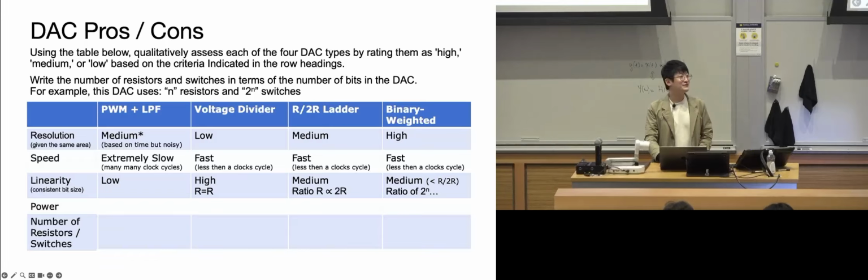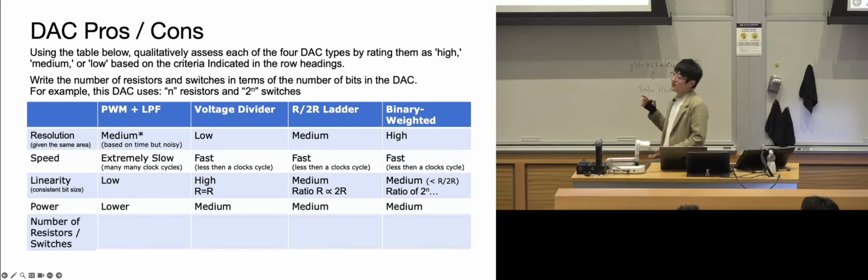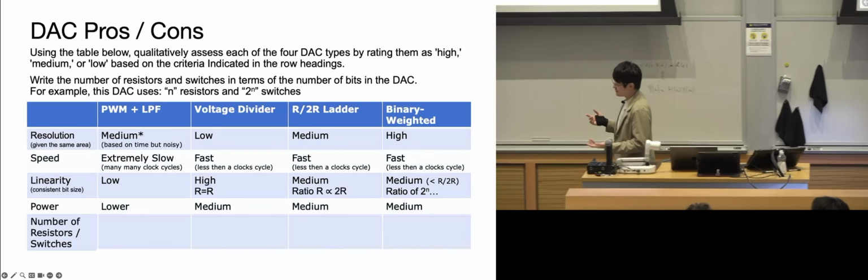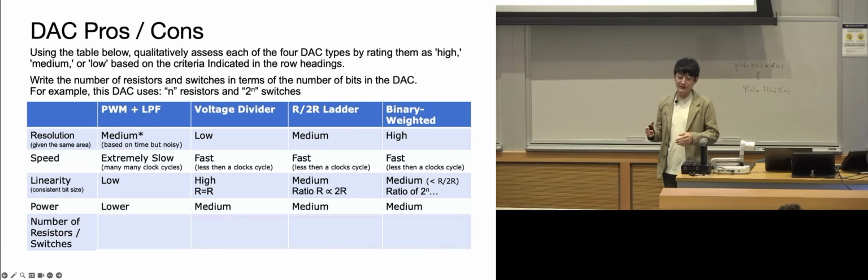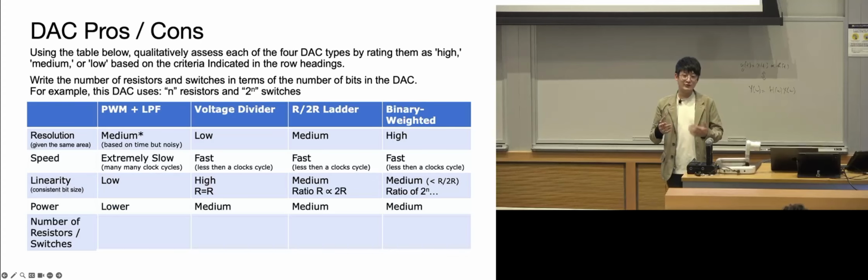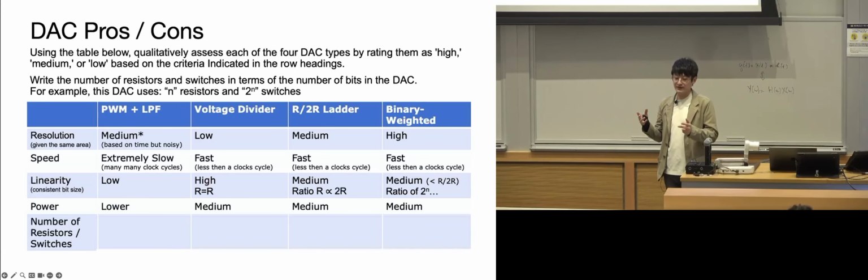The power consumption. Anyone? Okay, I will just give out the answer here. The PWM is actually quite low, because one thing that microcontrollers and computers do really well, really fast, and really cheap in terms of power is counting cycles.